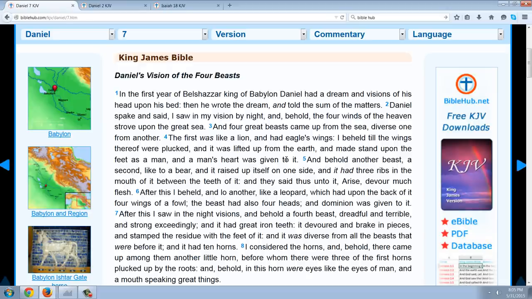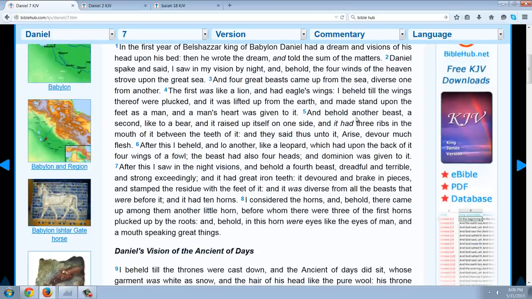"Daniel spake and said, I saw in my vision by night, and behold, the four winds of the heaven strove upon the great sea, and four great beasts came up from the sea, diverse one from another. The first was like a lion, and had eagle's wings. I beheld till the wings thereof were plucked, and it was lifted up from the earth, and made to stand upon the feet as a man, and a man's heart was given to it.